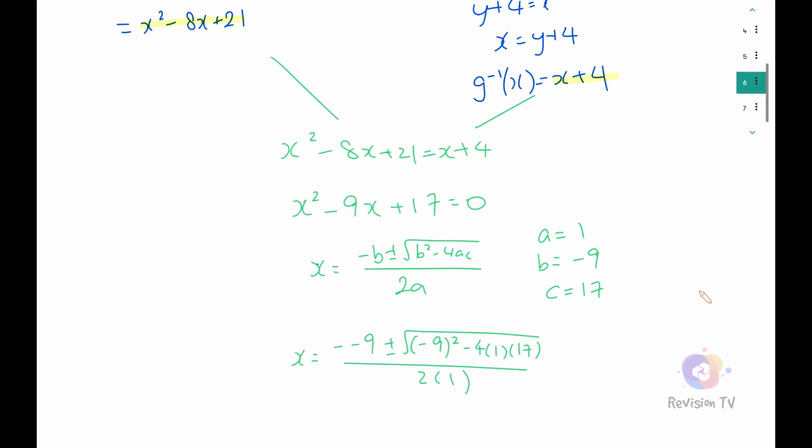For a longer version on how to, if you want to practice the quadratic formula, you can go back to the previous video about the quadratic formula. Anyway, so x equals, you should get 6.30 or 2.70, and that will be the answer.